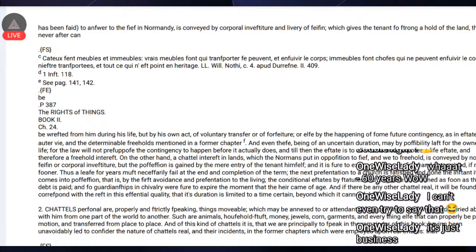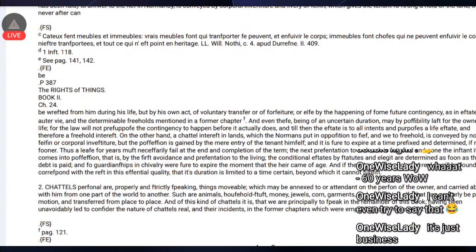And even these, being of an uncertain duration, may by possibility last for the owner's life, for the law will not presuppose the contingency to happen before it actually does. Until then, the estate is to all intents and purposes a life estate, and therefore a freehold interest.